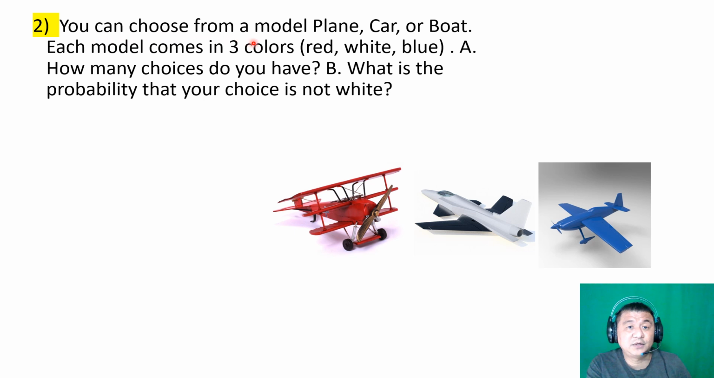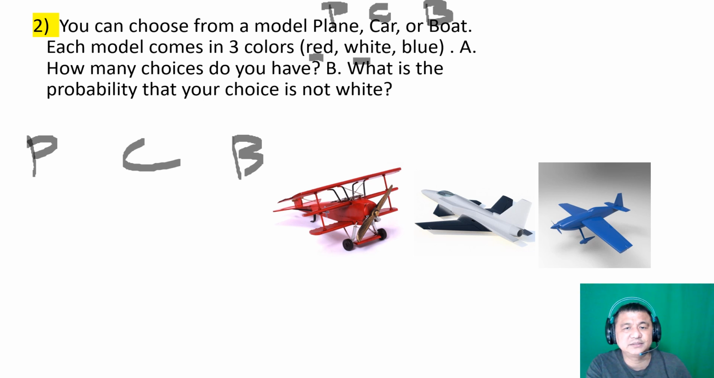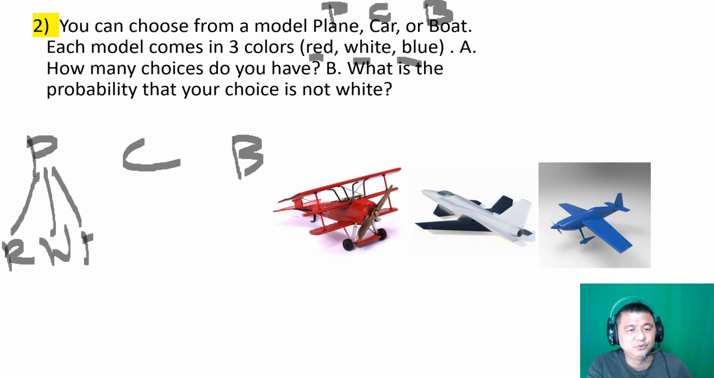You can choose from a model plane, car, or boat. Each model comes in 3 colors: red, white, or blue. A, how many choices do you have? B, what is the probability that your choice is not white? Okay, so remember, it could be a plane, car, or boat. So what do I write? It could be a plane, a car, or a boat. And the colors are red, white, or blue.